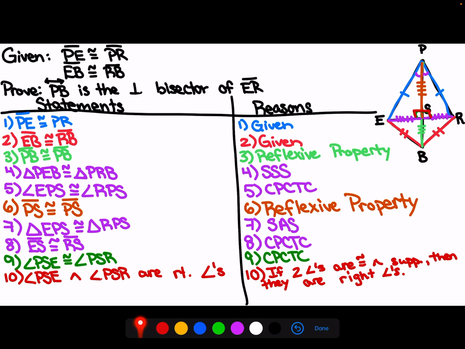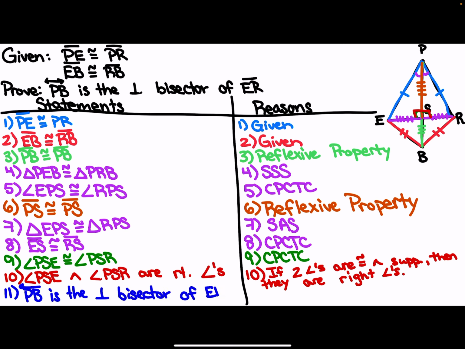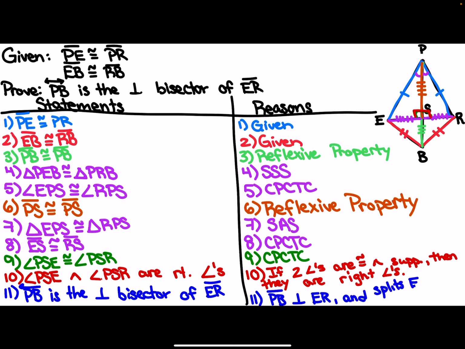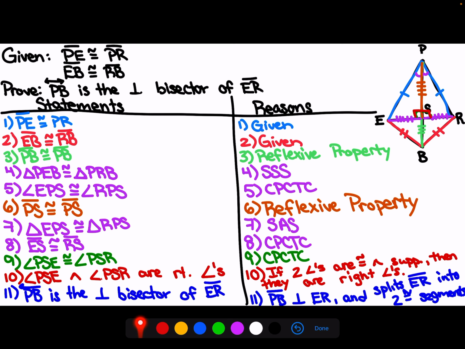Lastly, we can say that PB is the perpendicular bisector of ER, because again, we see that they are bisecting ER. It's being cut in half. ES is congruent to SR from statement 8. And also we see perpendicular. We see right angle intersections, and we see that from statement number 10. So PB is perpendicular to ER, and PB bisects ER. That is enough information to say that PB is the perpendicular bisector of ER.